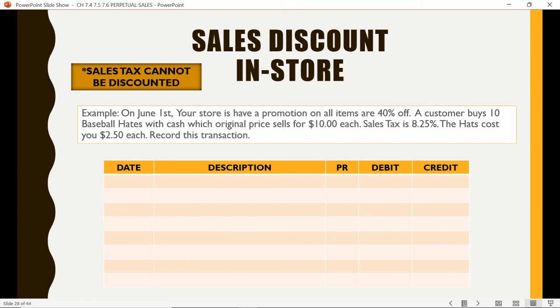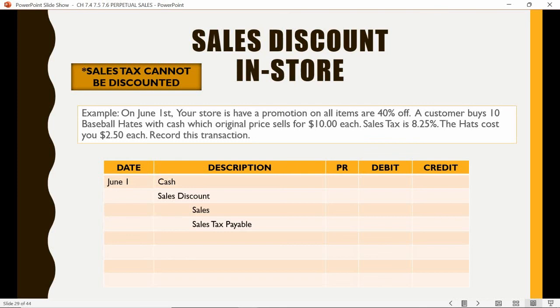The first thing we have to do is recognize things in order. We have to figure out how much the sales is originally. Since it originally sells for $10 each, we need to figure out what the sales is on that. At the end of the day, this is what you're going to have in your journal: your cash, your sales discount, your sales, and your sales tax payable. So 10 baseball hats at $10 each gives me $100.